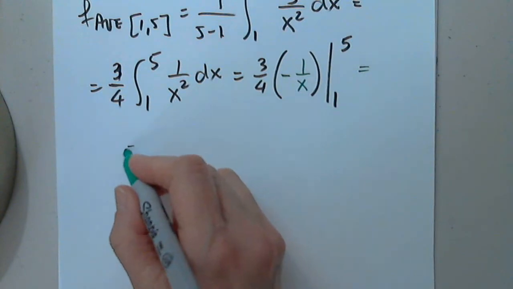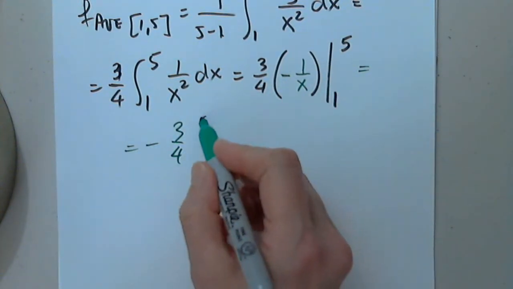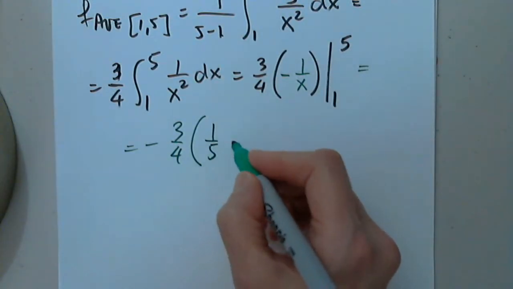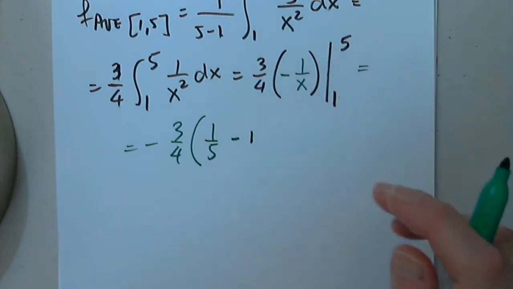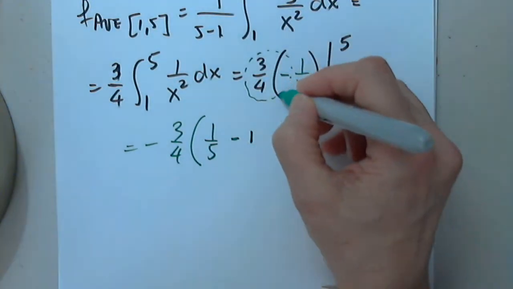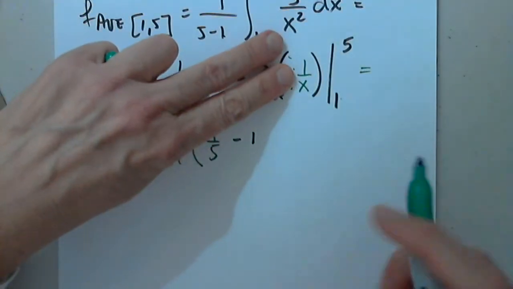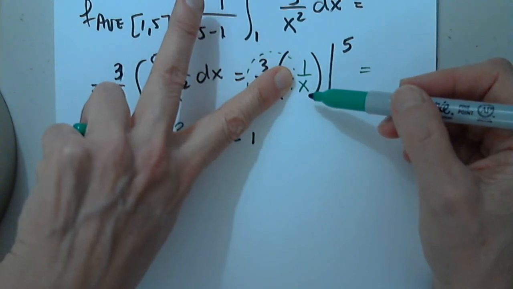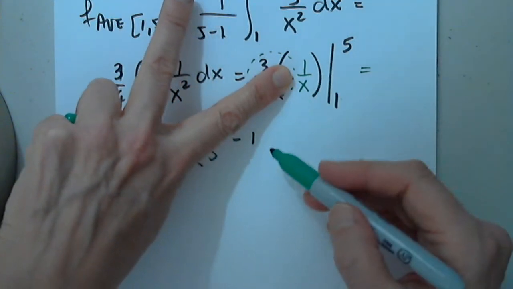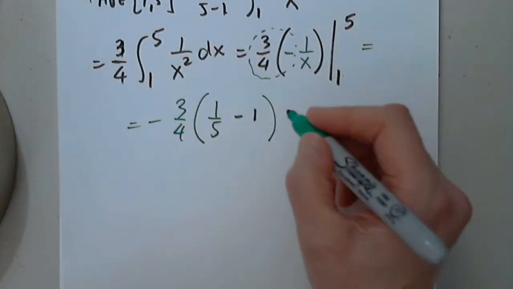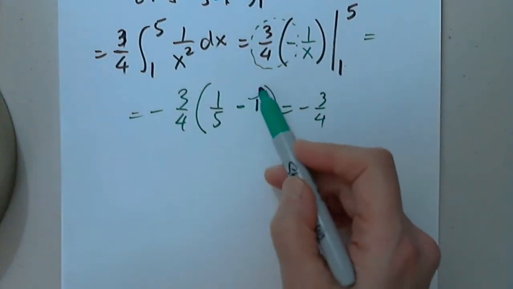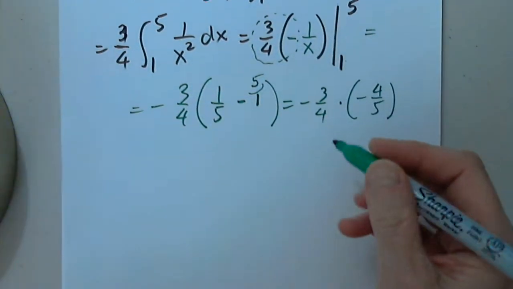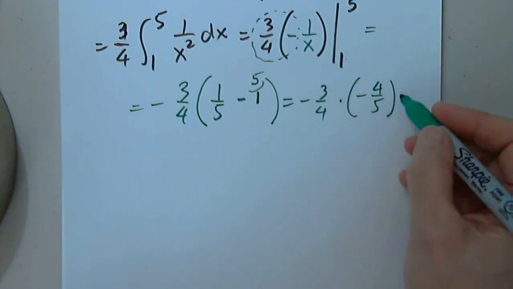So this is negative 3/4. Leave it alone outside with a negative. When I plug in 5, I get 1/5, minus when I plug in 1, I get 1. So I'm only plugging in 1 over x. So this is negative 3/4, and this will be a 5. 1 minus 5 is negative 4, so times negative 4 over 5. I simplify the negative 4s, and I get 3/5.